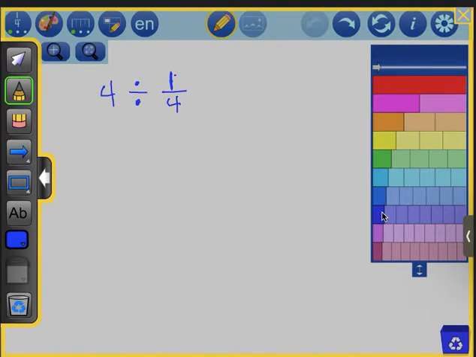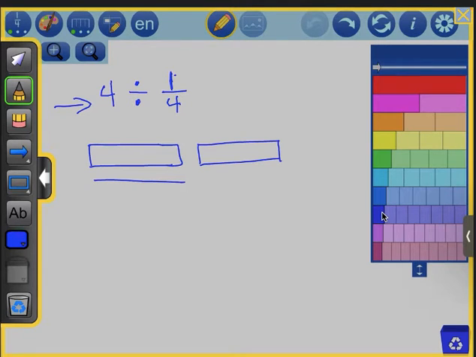Okay, so the first thing you want to do is you want to draw your whole groups, right? So you take a look at your dividend. This is your dividend. This is your divisor, right? This is what's being broken up. And you're going to make 4 groups. Or 4 wholes. And I'm going to break them up into fourths. My divisor, it's not just that my divisor, it's also just the denominator tells me how I want to break these groups up, right?